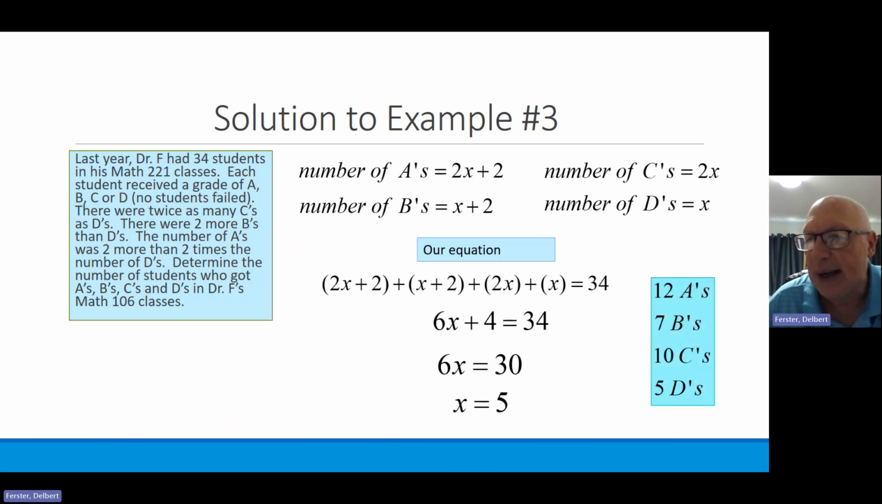Go back, you've already represented, so you know C's is 2 times x, that's 2 times 5. B's is x plus 2, that's 5 plus 2. And A's is 2 times 5 plus 2. So the final answer represents how many of each letter grade.